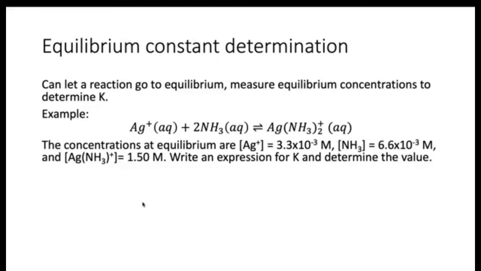Okay, so how do we determine the equilibrium constant? There's one way we can do it. We can actually run the reaction, let it go to equilibrium, and measure the concentrations of all the components, and then ratio them up, and we end up with our K.